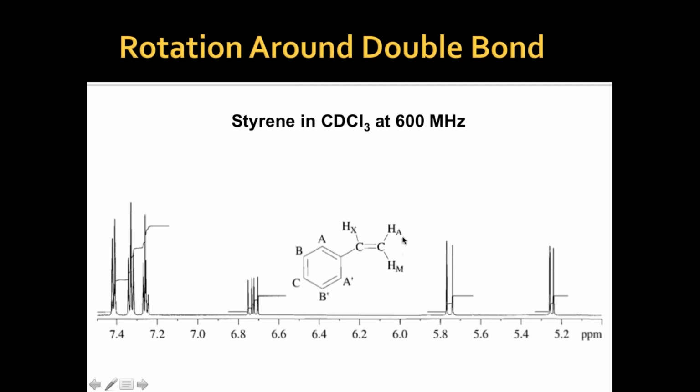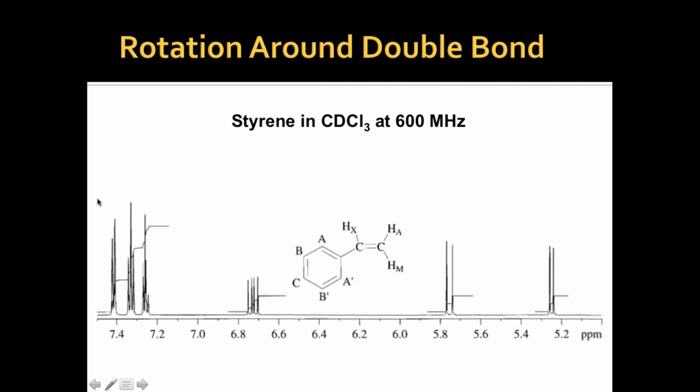Okay. HA and HM, why? They are under the influence of HX, and they are under the influence of each other. They are also a doublet of doublet. How? They influence each other, so they show a doublet, and they are influenced by HX, so they show that coupling as well.